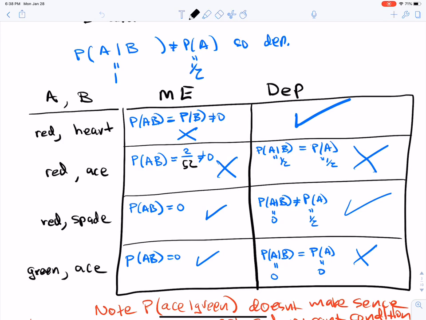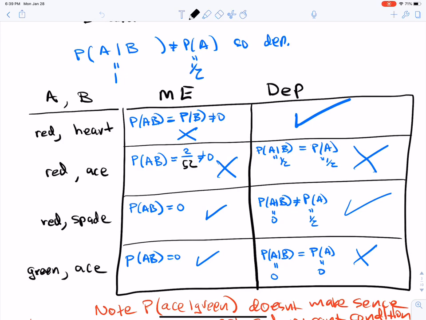If A is red and B is spade, those are mutually exclusive because you can't have a red spade. And it's also dependent, because if you know that you have a spade, then it can't be red. So there's a dependency between red and spade.